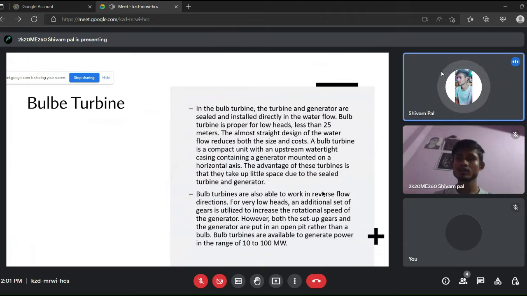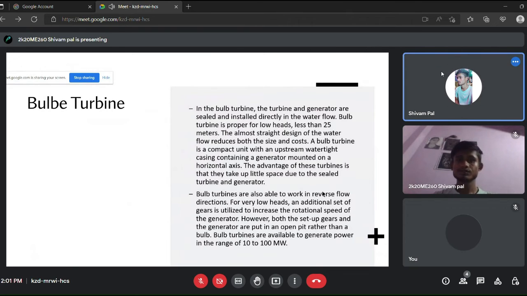The advantage of this turbine is that it takes up little space due to the sealed turbine and generator. The bulb turbine is also able to work in reverse flow direction. For very low head and additional speed of generator, bulb turbines are available to generate power in the range of 10 to 100 megawatts. It requires appropriate cooling and air circulation inside the generator bulb.